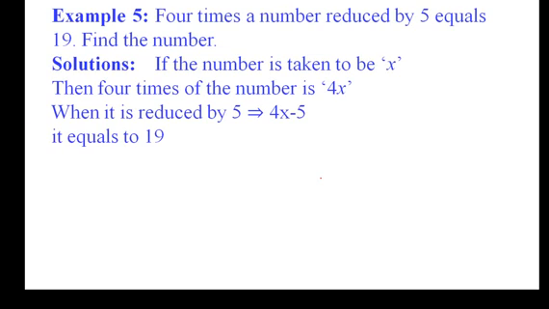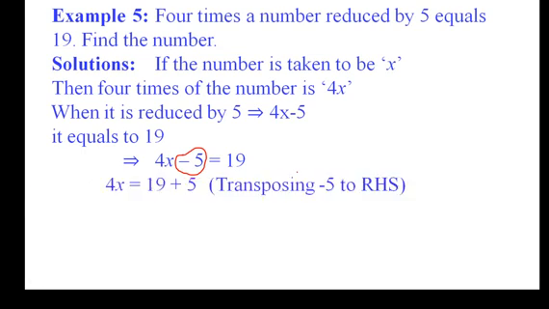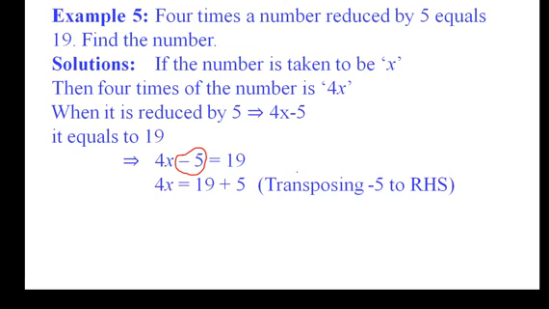It is equal to 19. So 4x minus 5 is equal to 19. This is the given equation according to the given question. Now in this, which one is the constant? We know that minus 5 is the constant. So we have to transpose it to RHS. So it becomes plus 5. So 4x is equal to 19 plus 5, transposing minus 5 to RHS. So 4x is equal to 24.